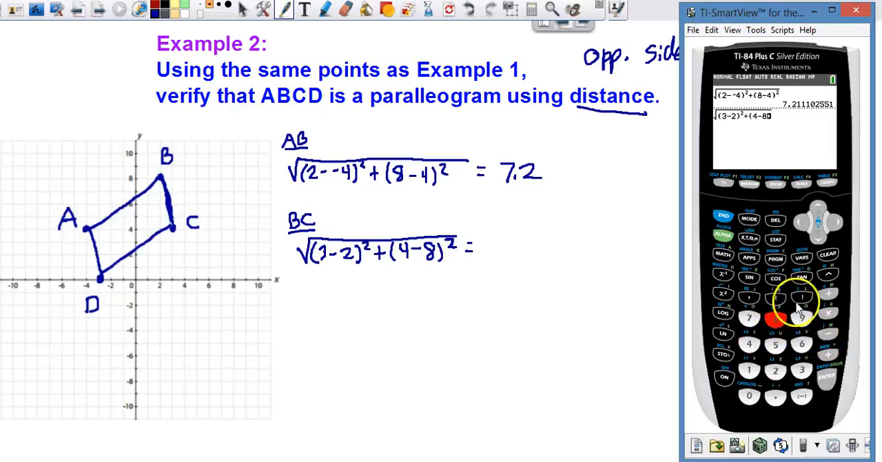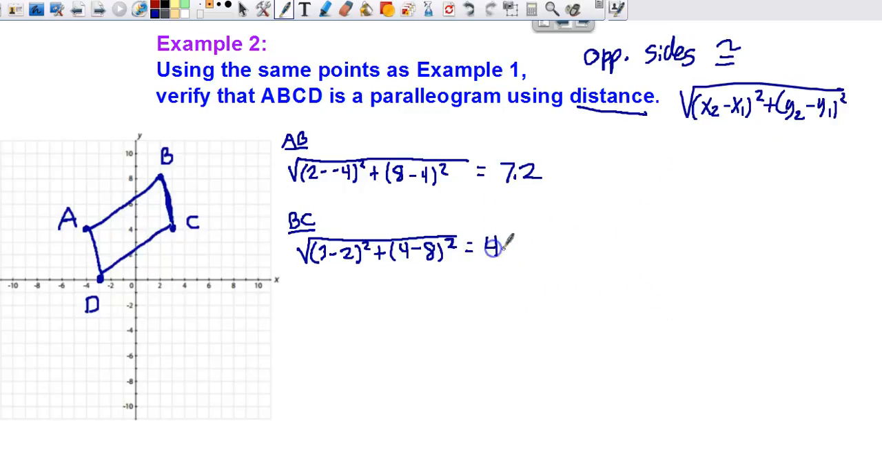Remember, a negative squared is a positive, so if you're doing this by hand, make sure that you do that as negative 4 squared is positive 16. That's going to get you about 4.12. I'll just say 4.1. And we'll do the same with the other segments, CD.